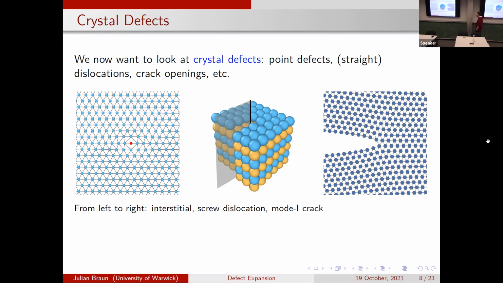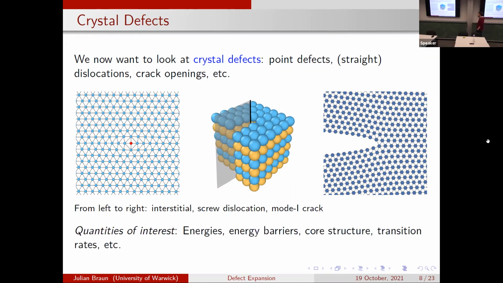So I will be mostly focusing on the first two pictures. And then what are your quantities of interest? You want to know energies, you want to know energy barriers, you want to know the precise core structure around the defect, because it can be very non-trivial, because the potentials can be very complex. You want to know things like transition rates, and all kinds of quantities like that.